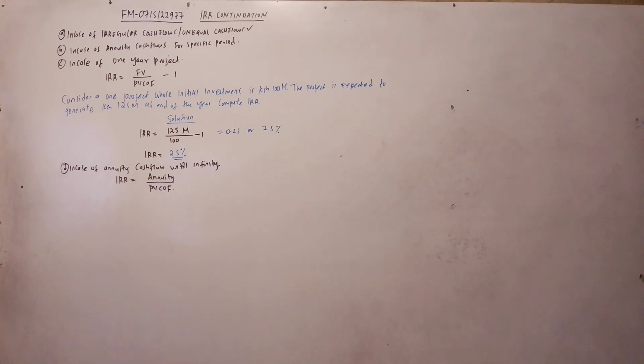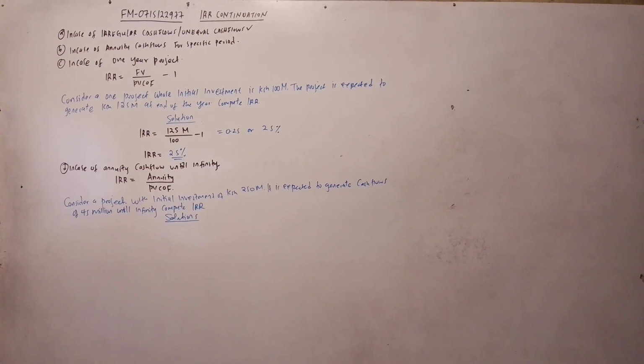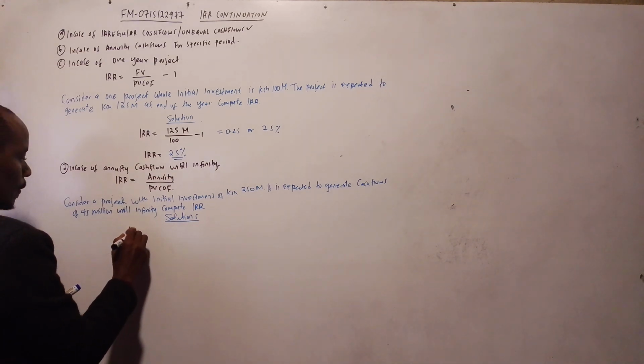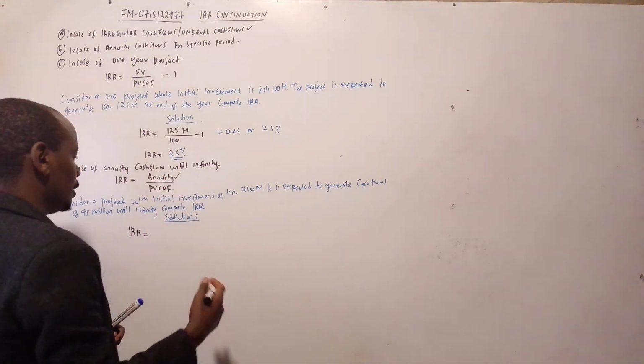So let us do it. Illustration. Now in this case, consider a project with an initial investment of 250 million. It is expected to generate a cash flow of 45 million until infinity. Now you are required to calculate IRR. So IRR, the formula is equal to annuity. So our annuity is our 45 million, which we expect to receive.